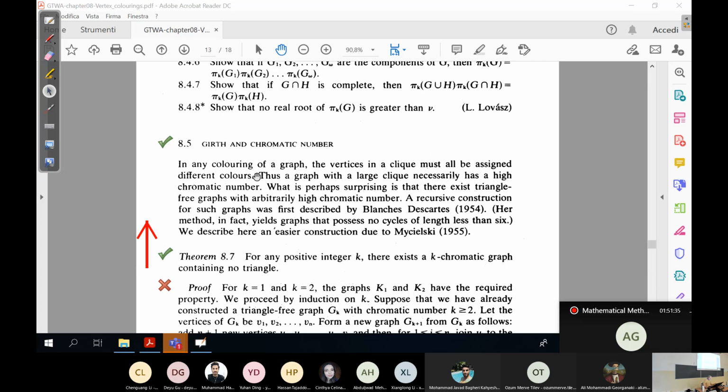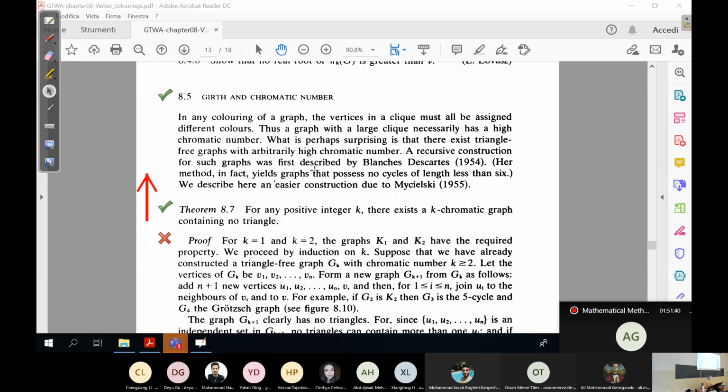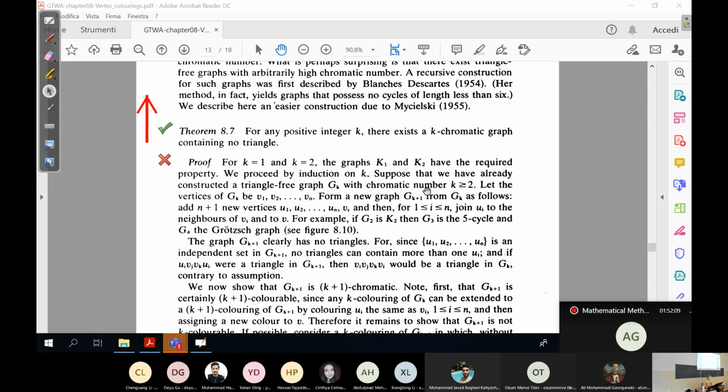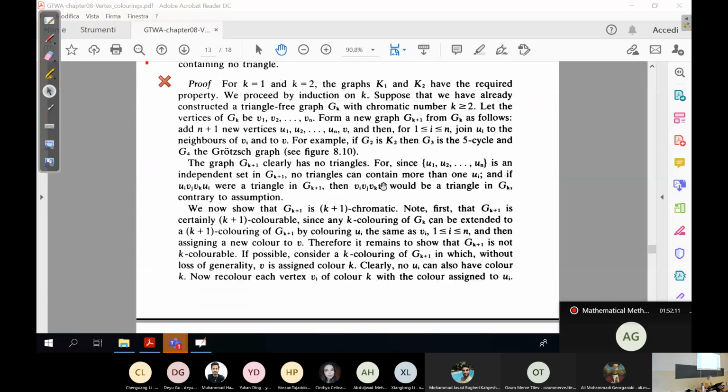Just let me give you this information, but it's nothing really important. In any coloring, the vertices in a clique must all be assigned different colors. So you might think that you have large cliques if you have a big chromatic number. It's not so, because for any positive integer k, there exists a k-chromatic graph containing no triangle. So it is a strange part of the theory in which many things are not as you might imagine, but nothing more than that.